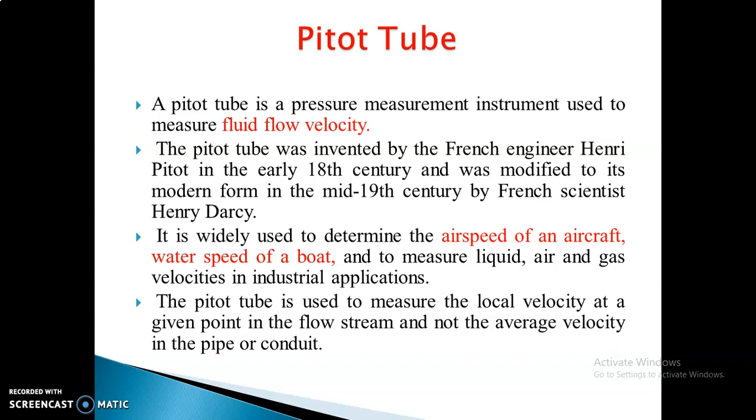It's used to measure fluid flow velocity, and it was invented by the French engineer Henri Pitot during the 18th century. Then it was modified in the mid-19th century by the French scientist Henri Darcy. The main use of the Pitot tube is to determine the airspeed of an aircraft as well as the water speed of a boat. And in industrial applications, if you want to measure the flow rate at any particular point, then we can go for a Pitot tube.